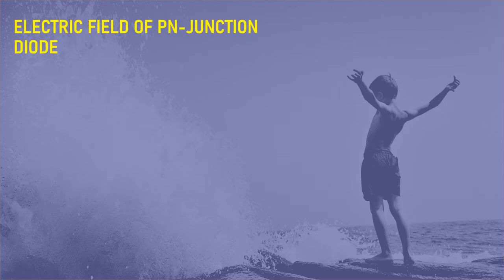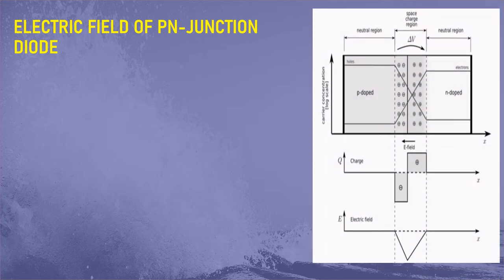Today we talk about the electric field of the PN junction diode. In the previous slides, we discussed the PN junction diode under no bias condition, under forward bias condition and under reverse bias condition. Today we discuss the next important topic of the PN junction diode, that is the electric field calculation. How can we define this electric field? By this graphical presentation we can define the electric field.